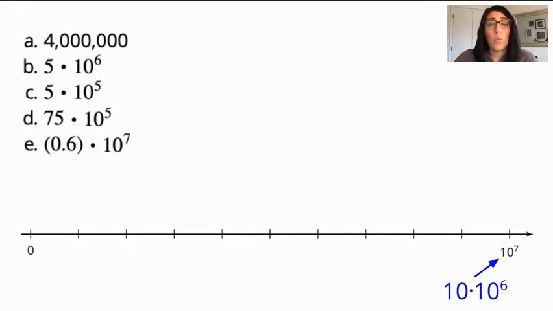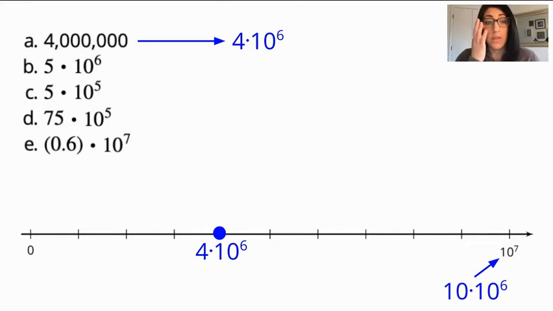Okay, so again, from the warm-up, 10 to the 7 can also be written as 10 times 10 to the 6. So in the warm-up, we saw what that number line looked like, and we know that if that value is being multiplied by 10 to the 6, we can easily place that on the number line if it is between 0 and 10, because it's broken into 10 parts. So we can write part A, which is 4 million, as 4 times 10 to the 6. That would allow us to place this here on the number line. Part B is already being multiplied times 10 to the 6, so we can just go ahead and place that on the number line as well.